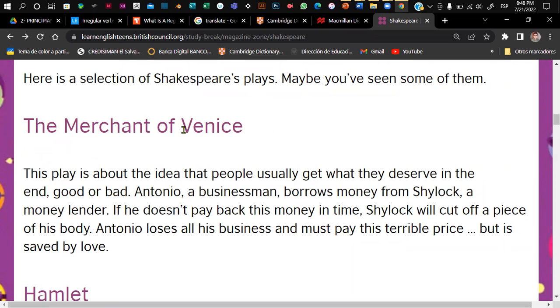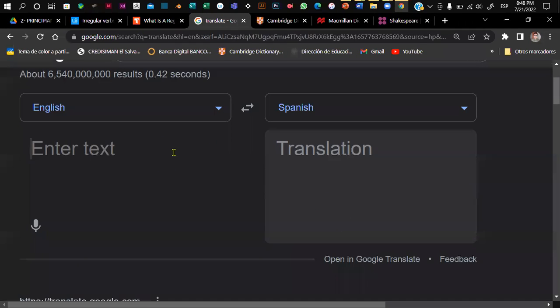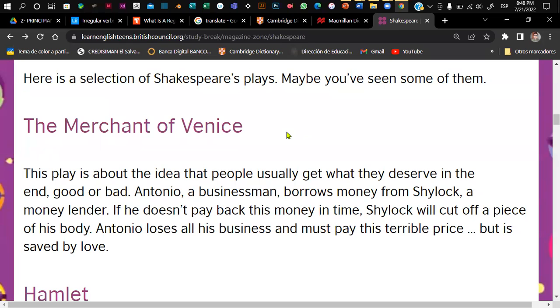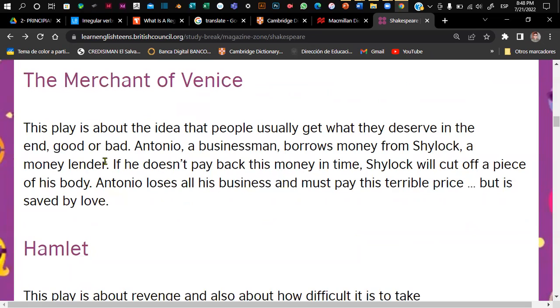Venice or Venus? Let's see. It says Venice. Okay, this is the first play, Shakespeare's play. Go ahead. This play is about the idea that people usually get what they deserve in the end, good or bad. No, it doesn't say Anthony. Antonio. A businessman borrows money from Shylock, a money lender. If he doesn't pay back this money in time, Shylock will cut off a piece of his body. Antonio loses all his business and must pay this terrible price, but he is saved by love.